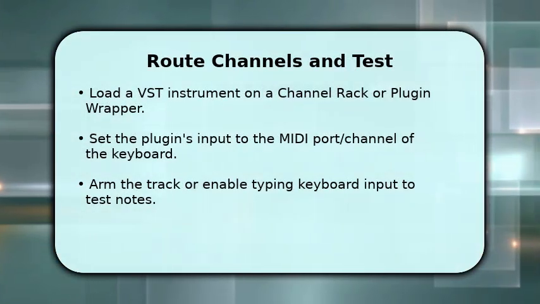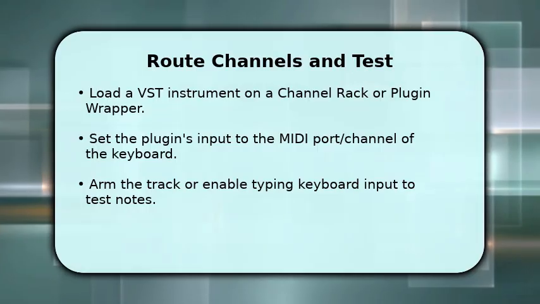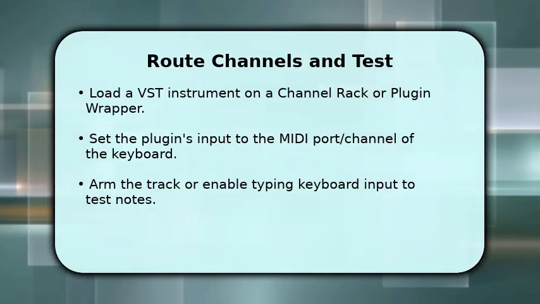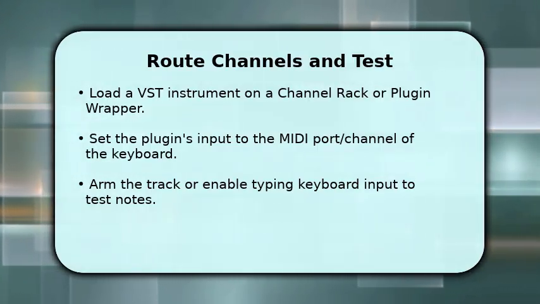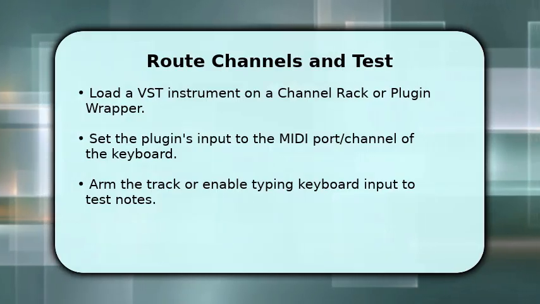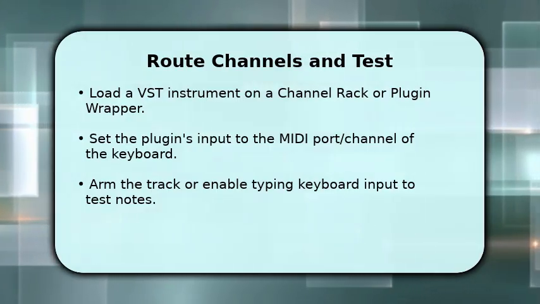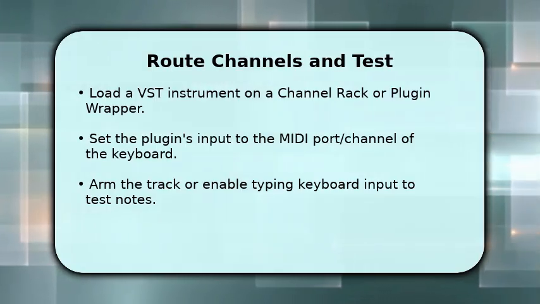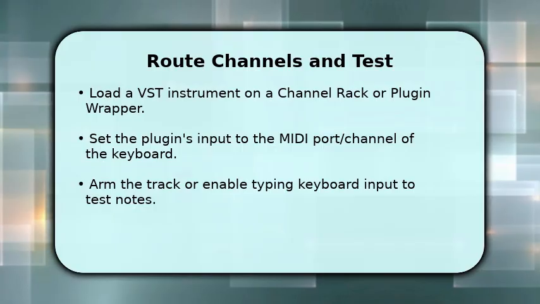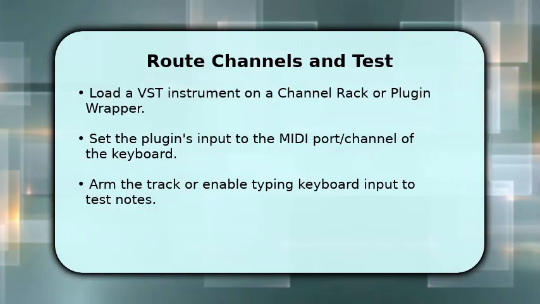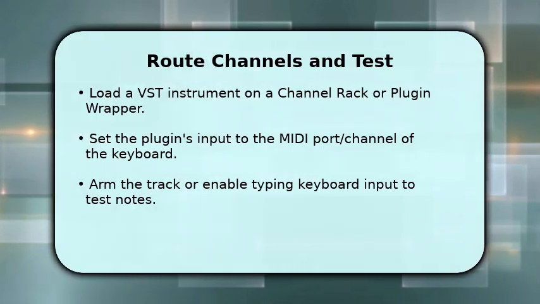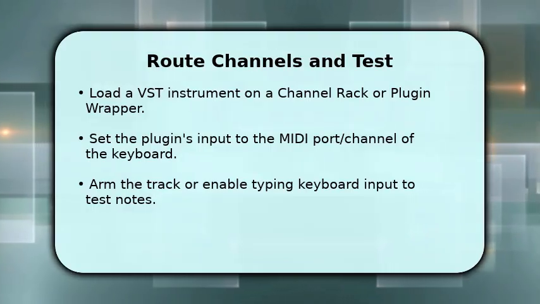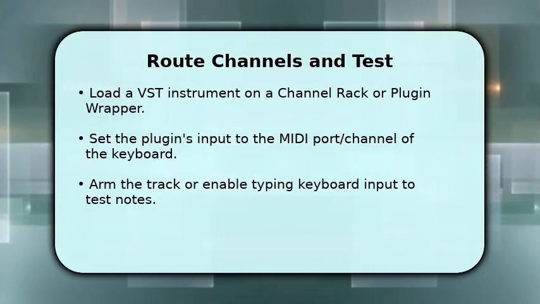Next, load a virtual instrument on a channel rack or inside the plugin wrapper so your keyboard can trigger sound. Once the instrument is loaded, set its MIDI input to the keyboard's port and the correct channel. This directs incoming notes to that plugin. Then arm the channel or ensure the plugin window is focused, and press keys to verify sound. If you hear latency, lower buffer size in audio settings. If no sound, check mixer routing and the plugin's volume.